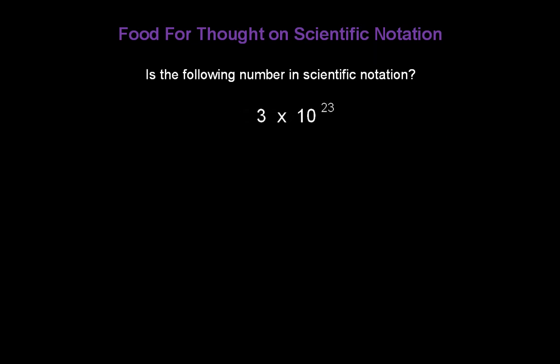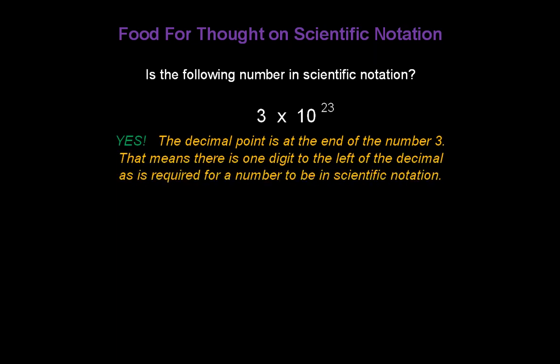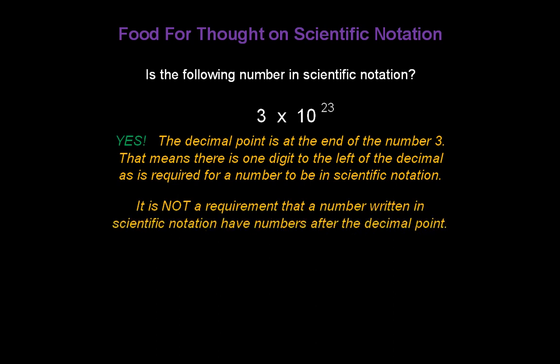And how about this one? Is the following number in scientific notation, 3 times 10 to the 23rd? The answer is yes. The decimal point is at the end of the number 3. That means there's only one digit to the left of the decimal, as is required for a number to be in scientific notation. It is not a requirement that a number written in scientific notation have numbers after the decimal point.